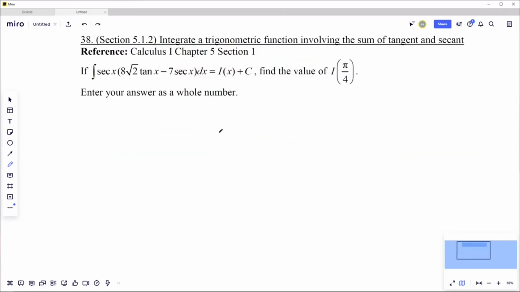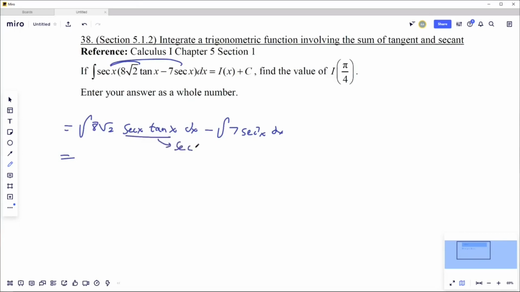Pretty much. So I distribute the secant x and split the integral. You get the integral of 8 square root of 2 secant x tan x dx, don't forget the dx, minus the integral of 7 secant squared x dx. And this is an actual derivative of a function, which is secant of x. So the integral of a derivative gives you the function. The integral of this gives you this.